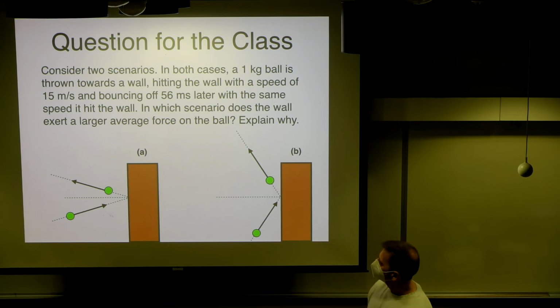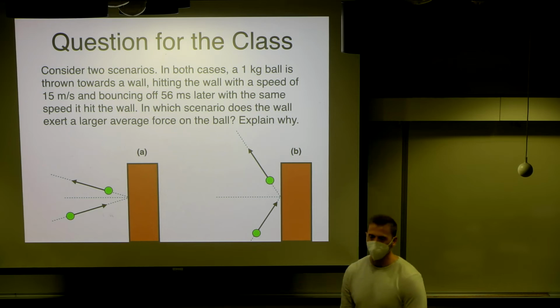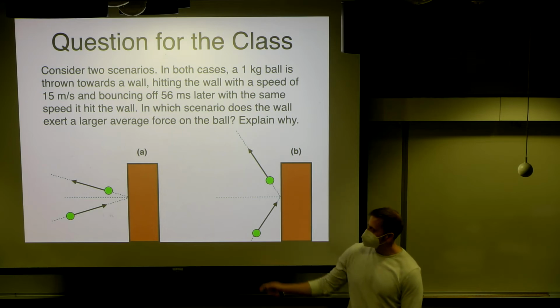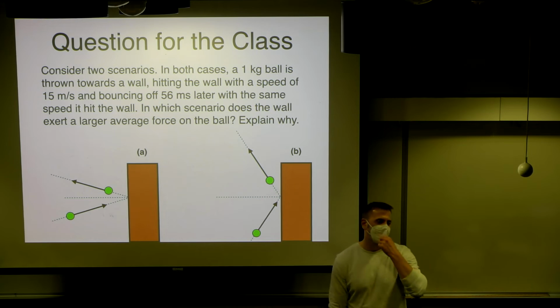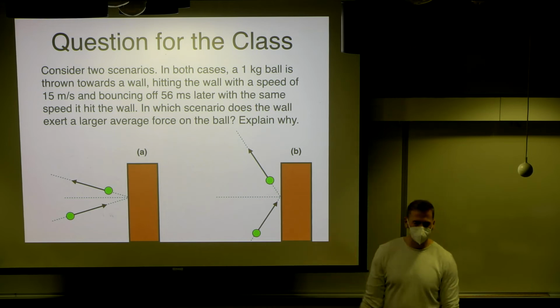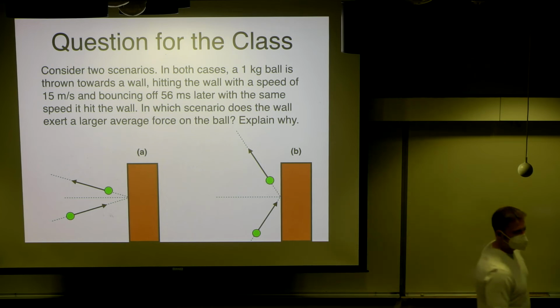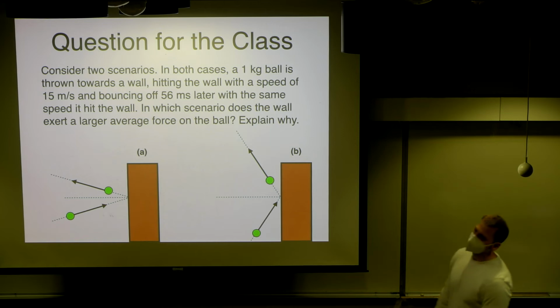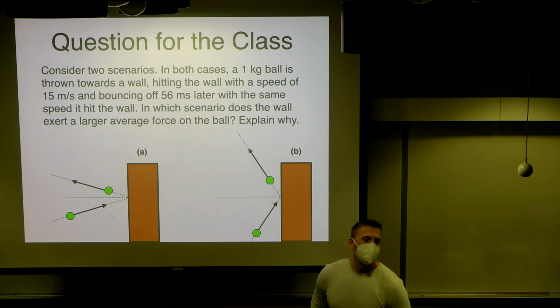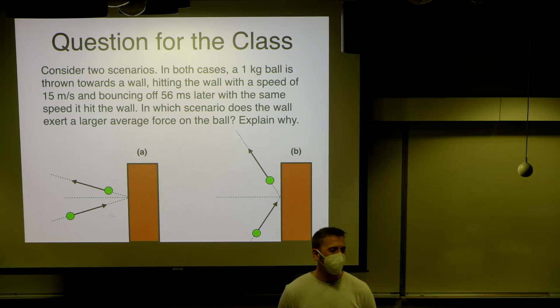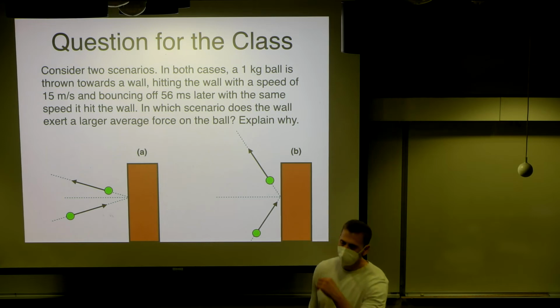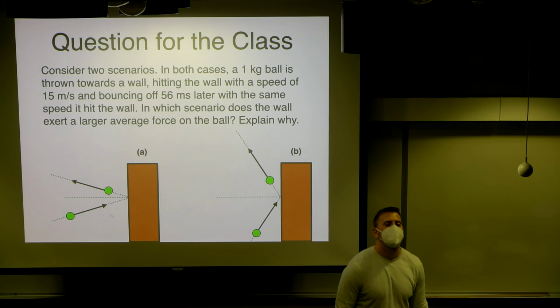Okay, so same speeds, same delta T, but what's different is obviously the angle, right? In this case, you hit the wall pretty close to head on, and in this case, you kind of graze the wall. So you guys tell me, in which case do we have a greater force? You might already just intuitively know what the answer is, but try to use physics equations to justify your answer, okay? So take a few minutes to do that, and we'll go through it together.